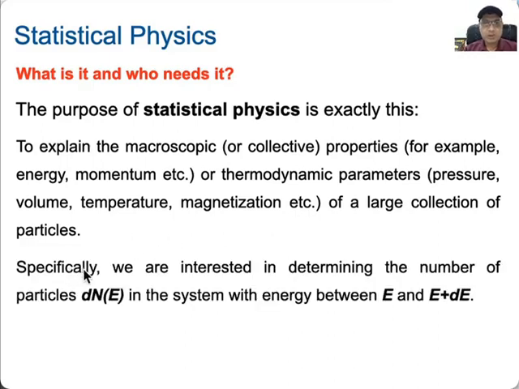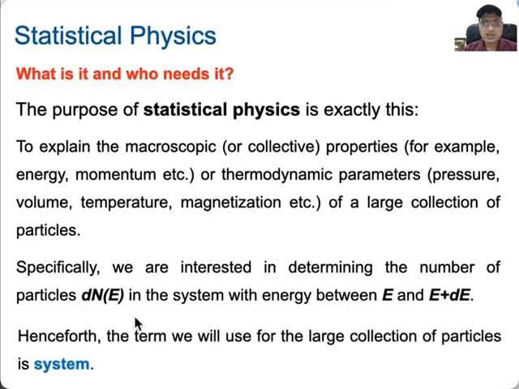In a more specific way, we are interested in finding the number of particles, which we are going to represent by D(E), in the system with energy range between E and E plus dE. The term we are going to use for a large collection of particles is a system. So our task is to find the number of particles D(E). This is an important quantity for describing the collective behavior or the thermodynamic properties of a large collection of particles.